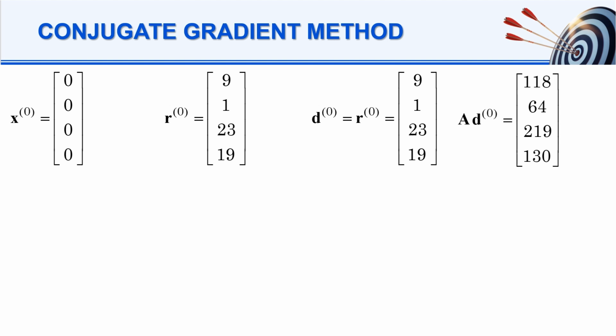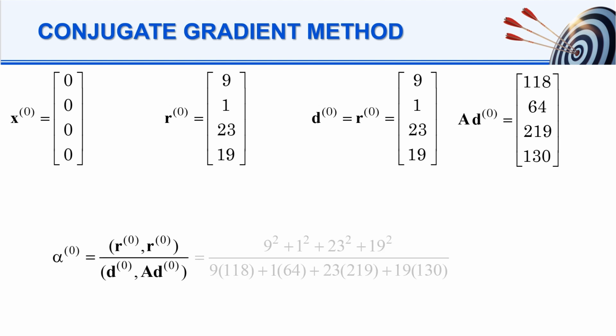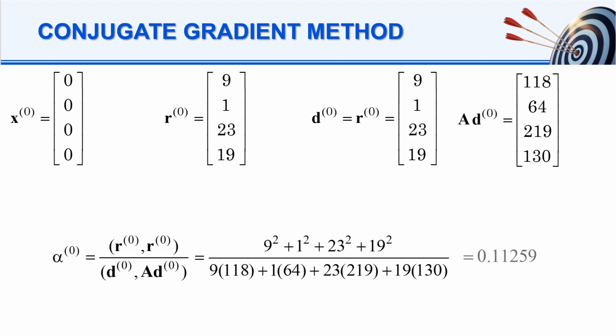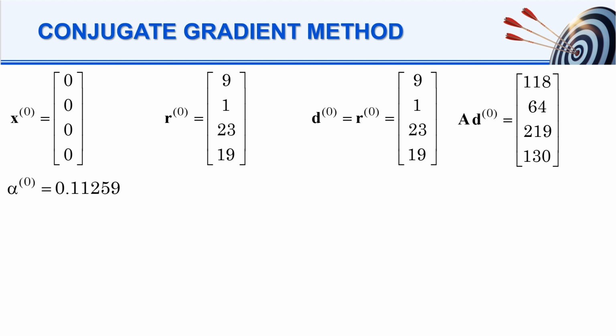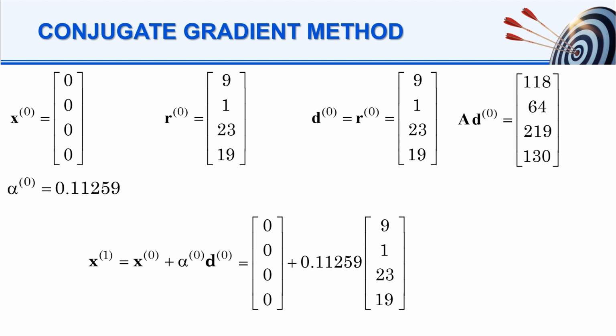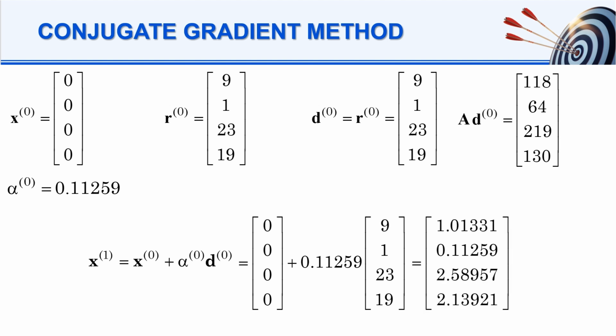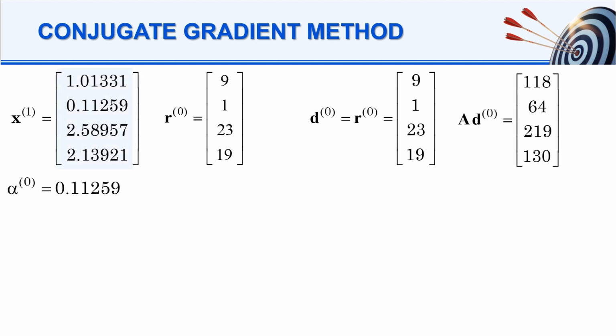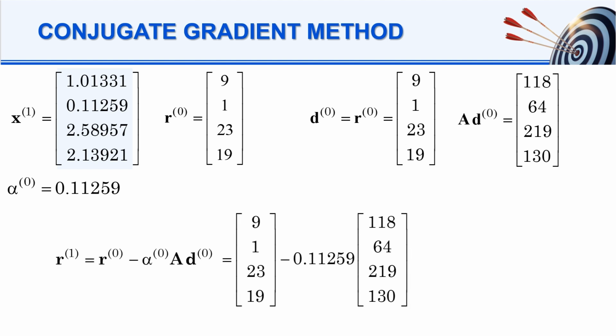Since the vectors r, d, and Ad are available, we can calculate alpha, which is 0.11259. Using alpha and vectors x and d, we can calculate the current x vector as follows. Likewise, using the same quantities, we calculate the current residual vector.